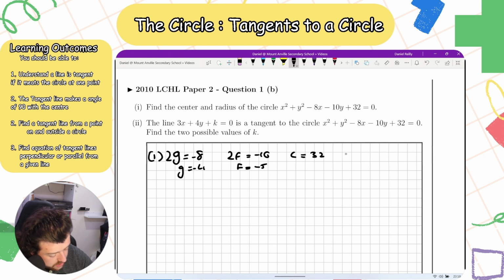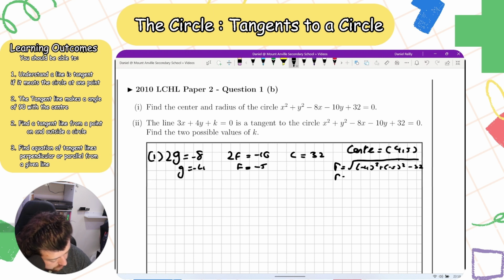So my center is equal to minus G, minus F. So it'll be 4, 5. And then my radius is equal to the square root of minus 4 squared plus minus 5 squared minus 32. That's going to be 16 plus 25 minus 32, which is root 9. My radius is equal to 3.